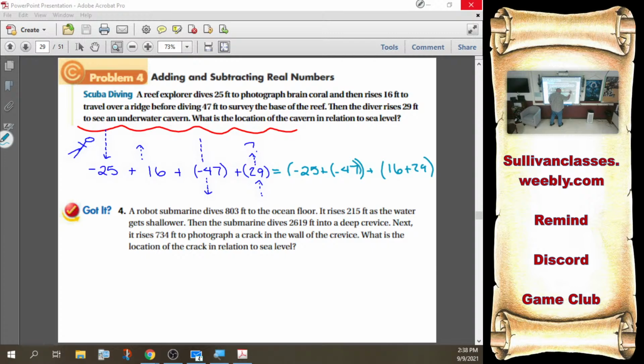Oh, more parentheses. There you go. So, you owe me $25. I'm stupid enough to let you borrow another 47. How much do you owe me? You sure? 72. Negative 72. There we go. Negative 72. Y'all, you can just go old school here, 25 plus 47. But I know it's going to be negative because they're both negative. Plus 16 plus 29.